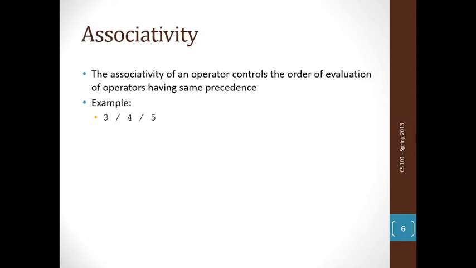Associativity. The associativity of an operator controls the order of evaluation of operators having the same precedence. For example, if we have multiple operators in an expression and they have the same precedence, in which order will we evaluate them? That is known as associativity. It can be from left to right or right to left.